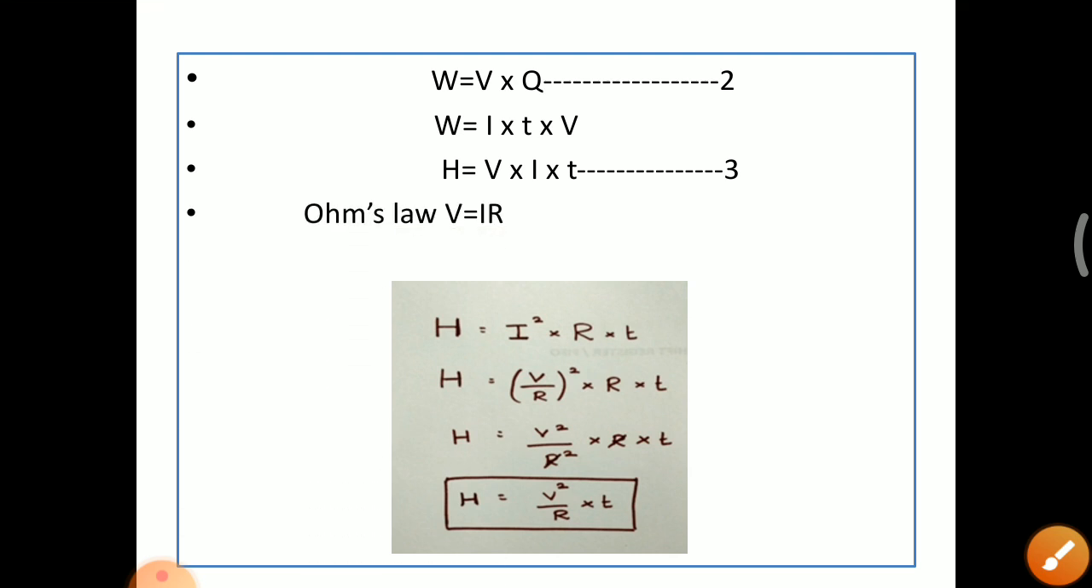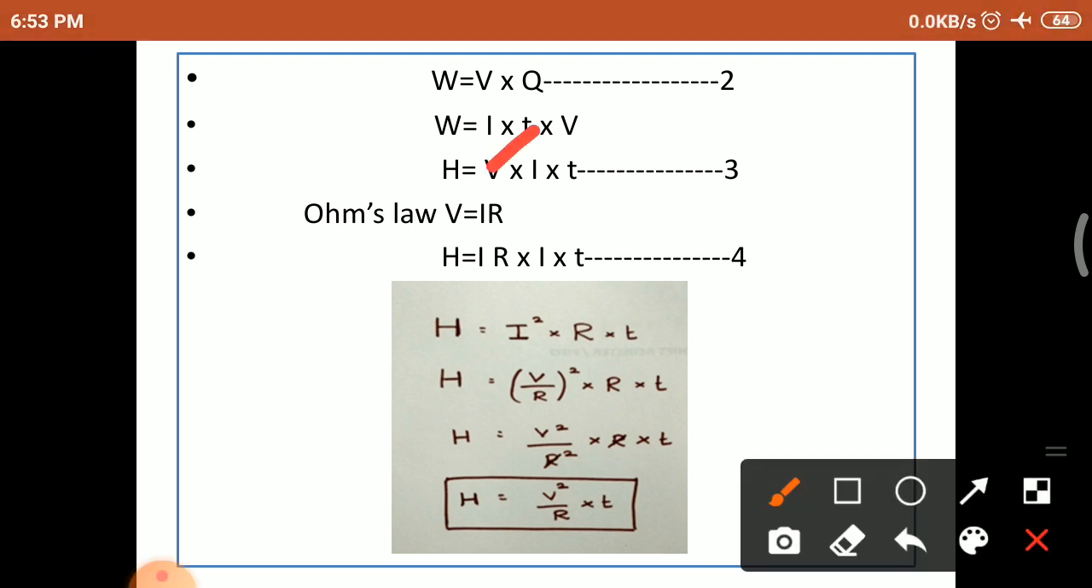From Ohm's law, V equal to IR. So I substitute instead of V, IR, I into T. So I into I squared, R, T. So H equal to I squared RT. This is called Joule's law of heating. So how much heat is dissipated in the conductor? How to calculate? H equal to I squared RT.